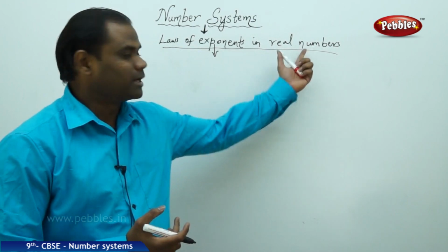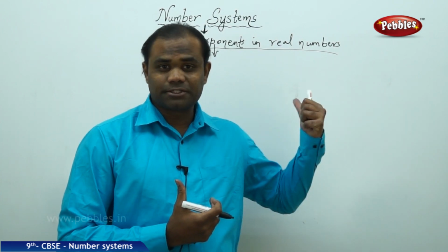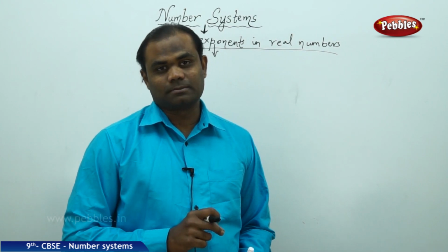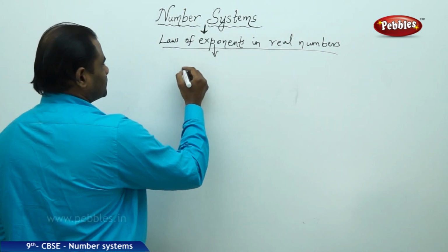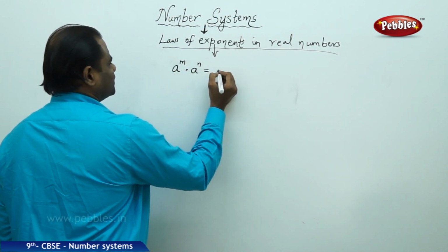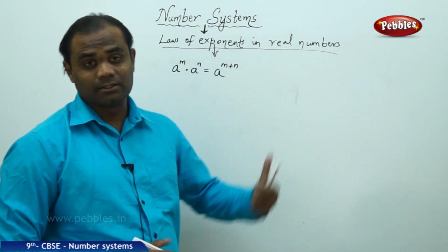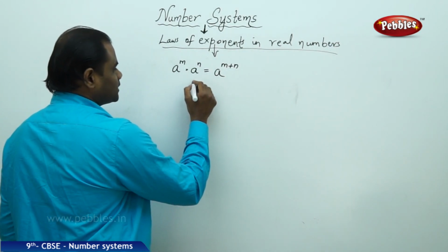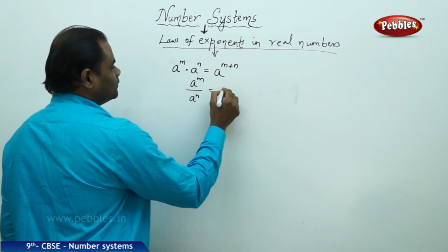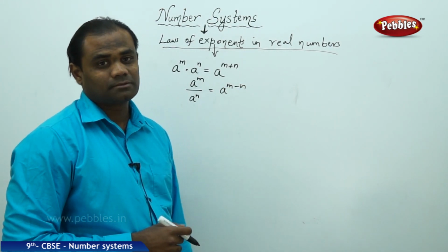So let's see how they are collaborated or interconnected with each other. Without the use of laws of exponents, we cannot proceed further by operating the real numbers, is how we understand this session being important and to be learnt in the topic of number system. Now we know that the laws of indices are a power m times a power n is a power m plus n, the most famous law of index which you have learned in the lower classes. Similarly, the next law of index is a power m by a power n, which is a power m minus n. This is how we understand this.